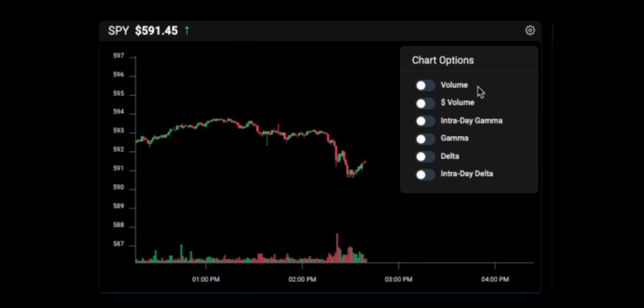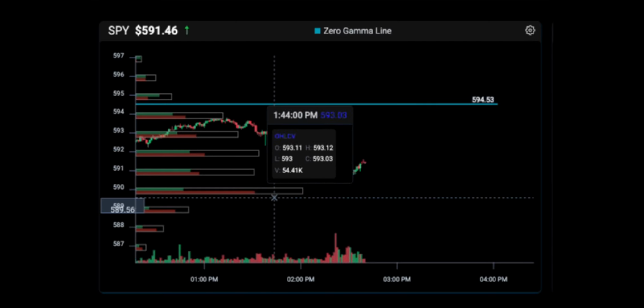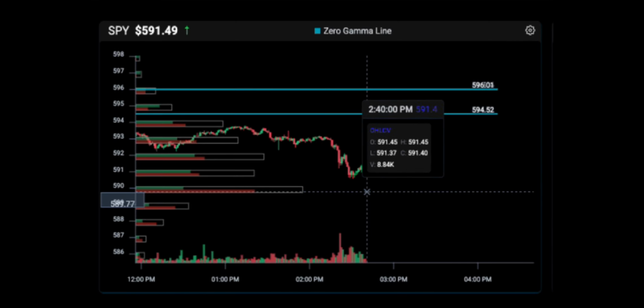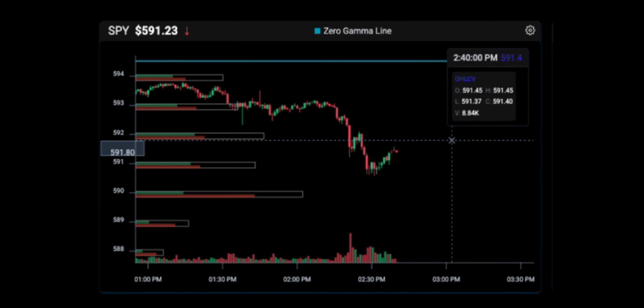Now look at Gamma. The heaviest overnight Gamma exposure today is actually down at 590. We could be pulled down there, and it's not something you'd catch unless you were looking at this.